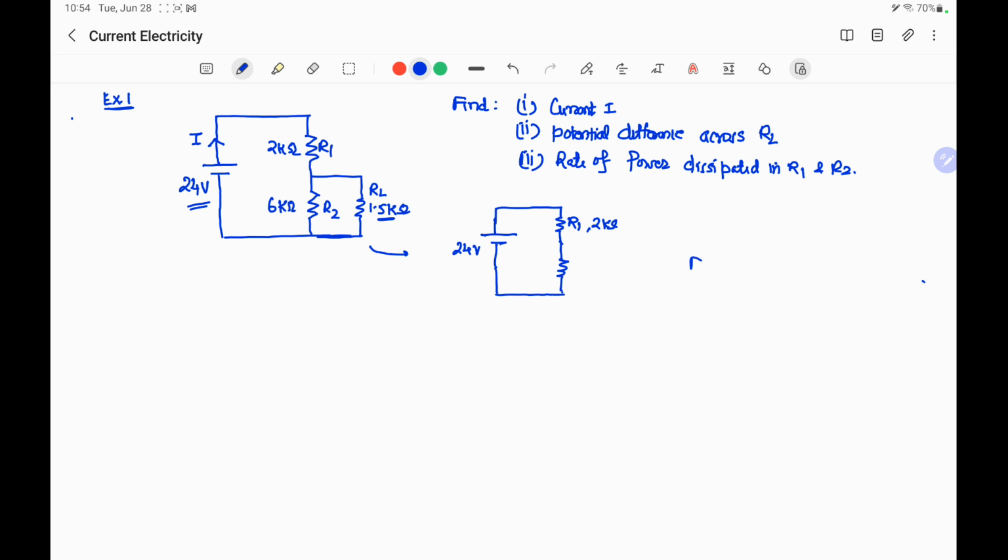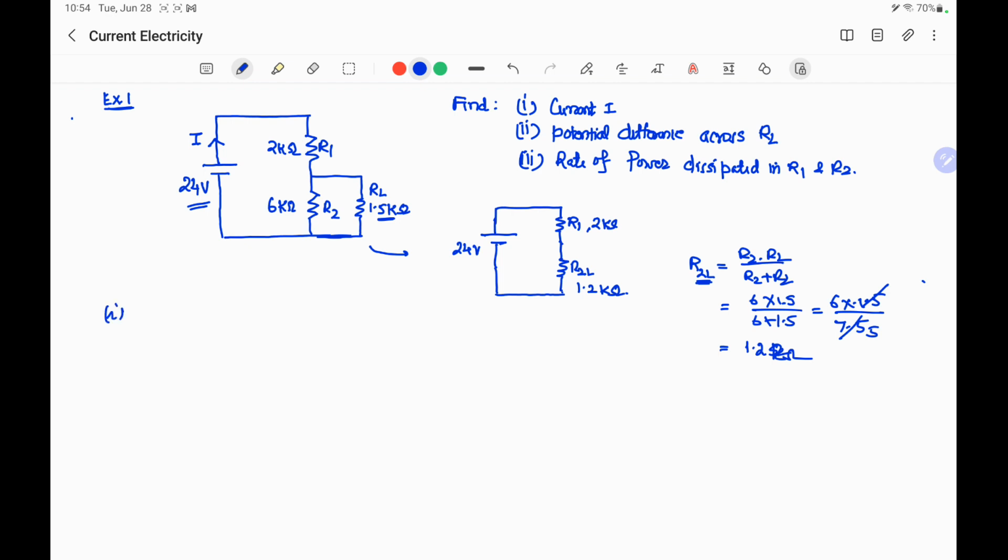So we can write R2L. This is the equivalent resistance of resistance R2 and RL. This will be equal to R2 into RL by R2 plus RL. This is the formula for parallel combination. And the values are 6 into 1.5 divided by 6 plus 1.5. So it will be 6 into 1.5 divided by 7.5. On dividing by 1.5 it is 5, and further 6 divided by 5 it is 1.2. So it is 1.2 kilo ohm. Therefore R2L will be 1.2 kilo ohm.